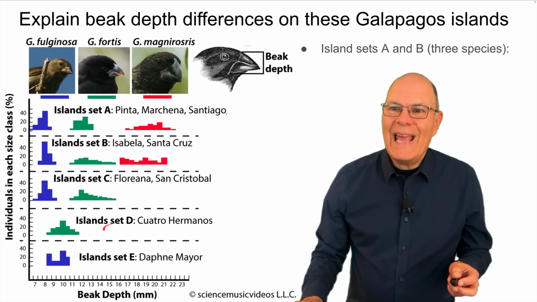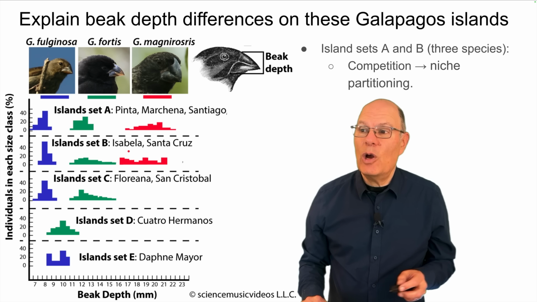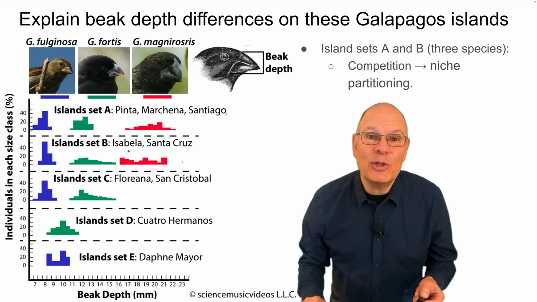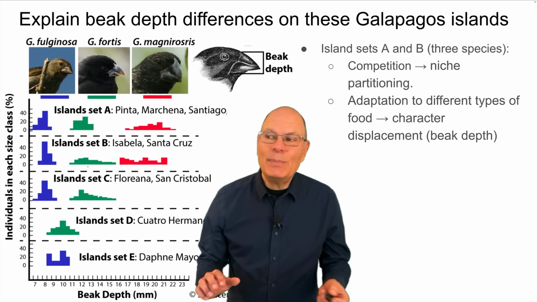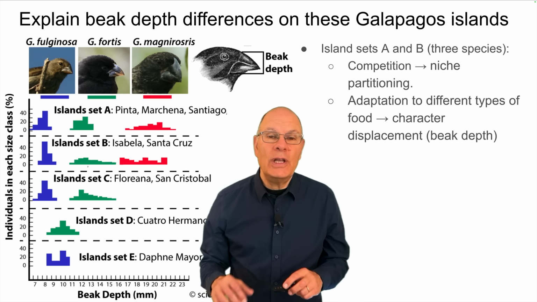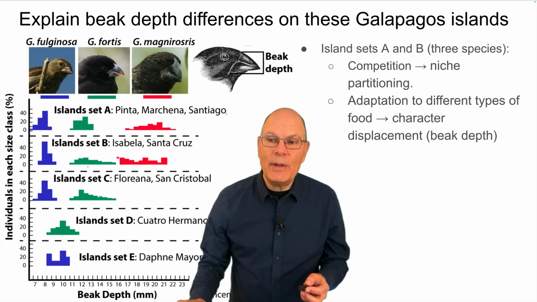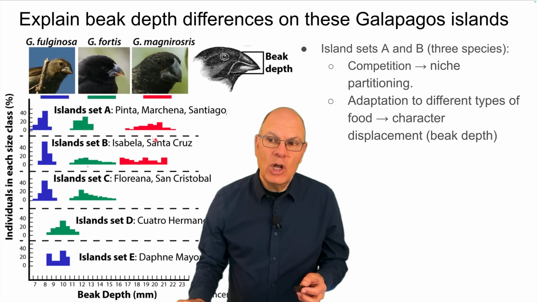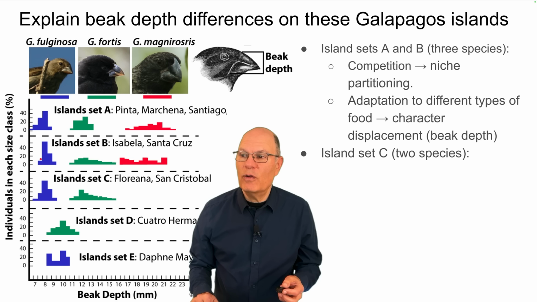On island set A and B over here, there are 3 species that are coexisting, and competition between those 3 is leading to niche partitioning, and adaptation to different types of food is leading to character displacement. So there's no overlap in the beak depth. We have the much larger beaks over here, the medium-sized, and the smaller size over here.